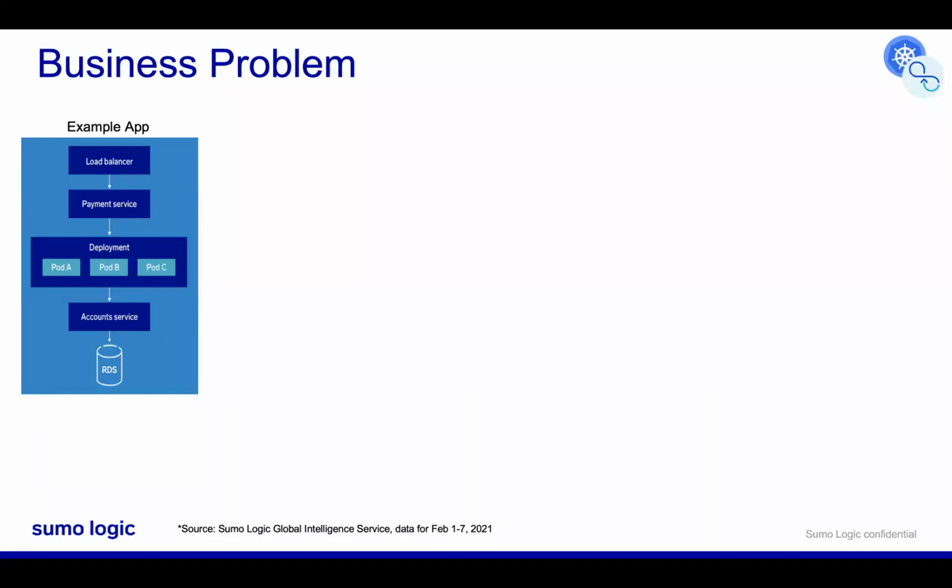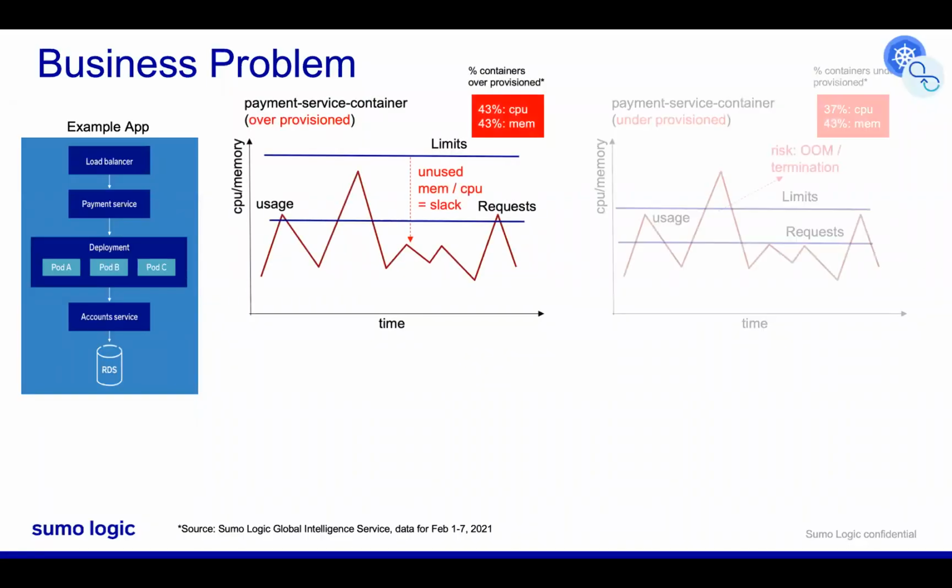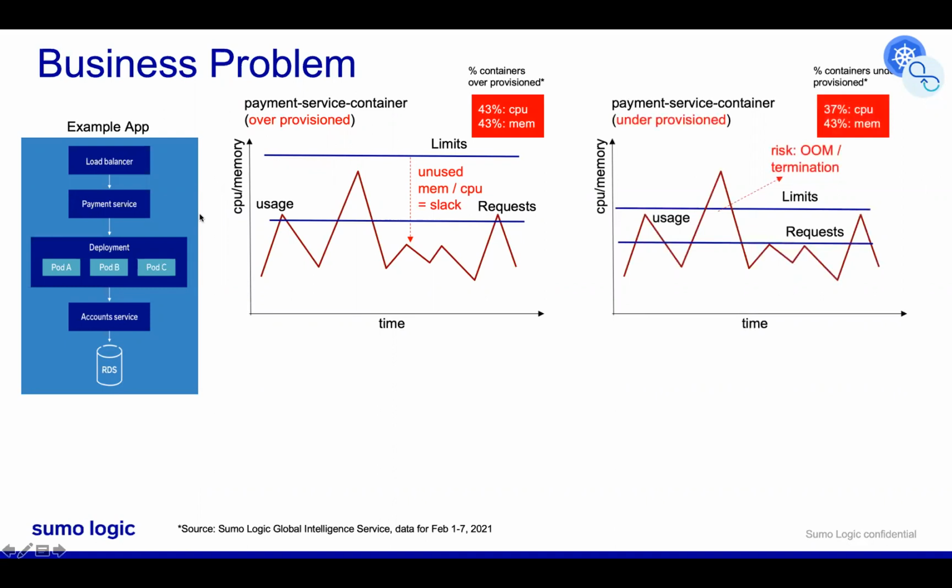And based on that, of course, there's a business problem for why you want to do it. Take the example app which we have just shown: this is the load balancer, and the deployment is exactly that way. So you have a payment service, then a deployment on, say, 3 pods, and there's an account service below that, which is running on a database, right?